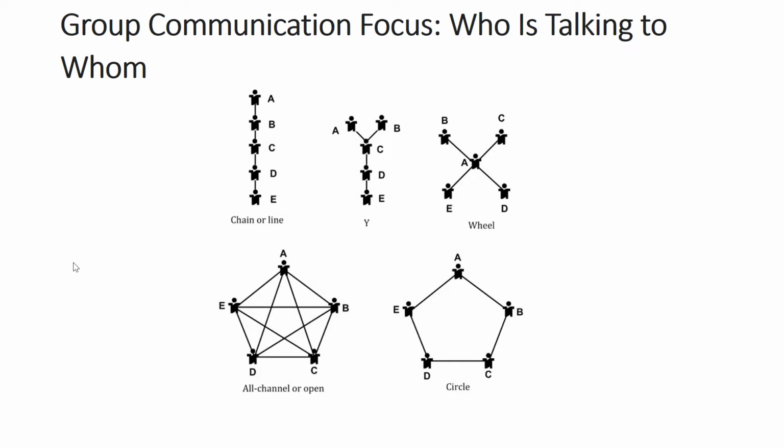So you can see here that you have situations where people are simply talking to one another, almost like a telephone line. You have a situation where there's sort of a bottleneck. That's the second one with the Y. The wheel is the most common, where someone is in charge. That's A, and they are simply directing out to everybody else.